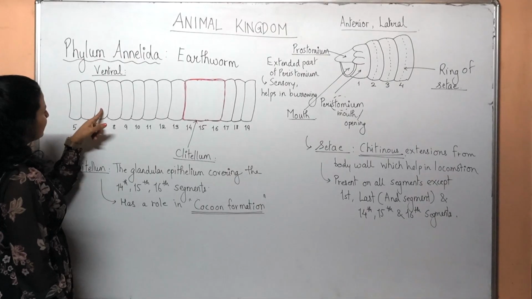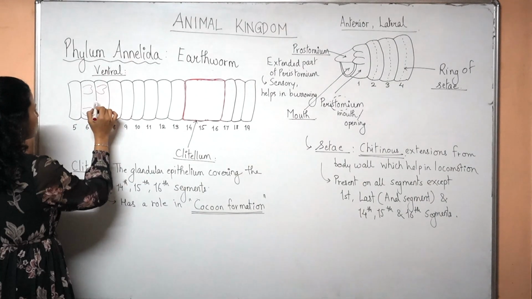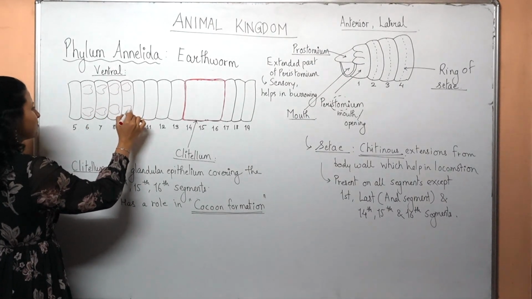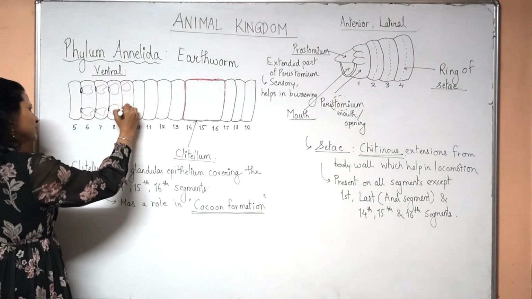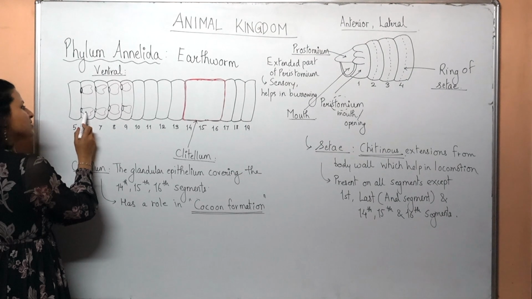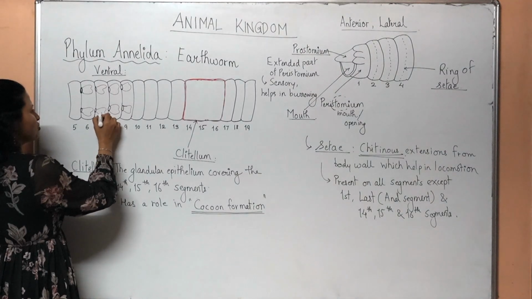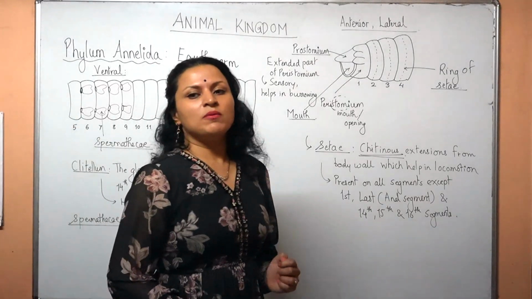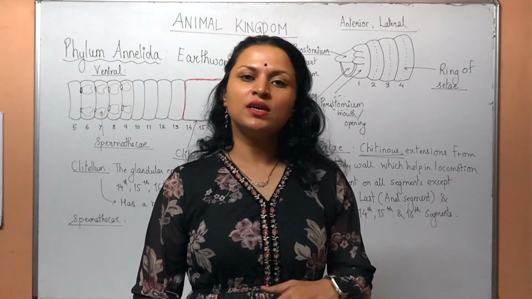On the 6th, 7th, 8th and 9th segments, there is something peculiar. Balloon-shaped structures are found in the 6th, 7th, 8th and 9th segments, whose openings are found in the grooves in this manner. For instance, the opening of this pouch in the 6th segment lies between the 5th and the 6th segment, and so on. These pouch-like structures are known as spermathecae. What are spermathecae? Spermathecae are pouches which are meant to store sperms from the other earthworm.